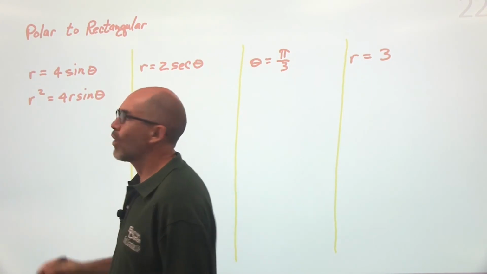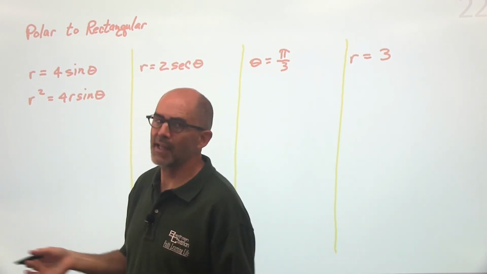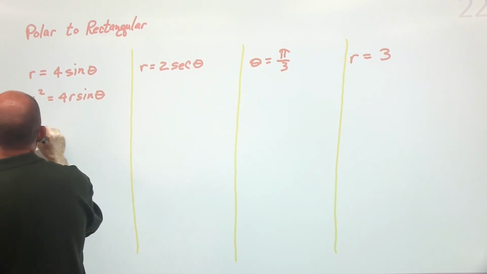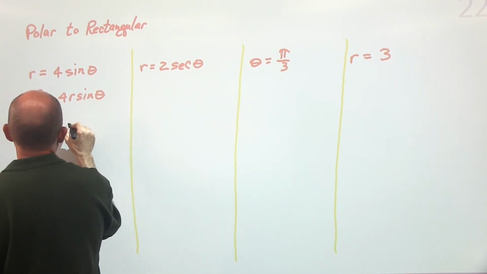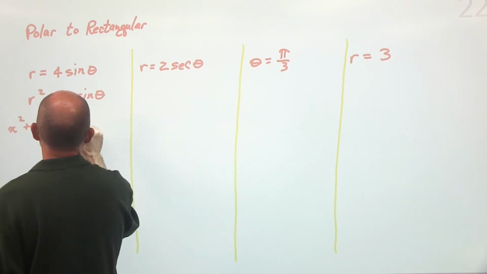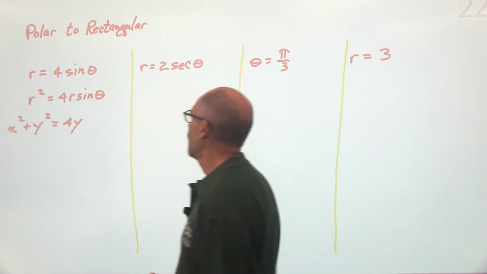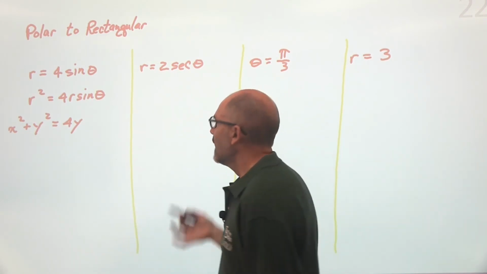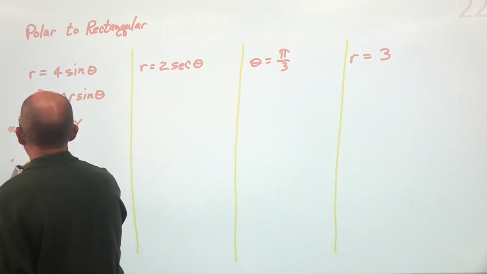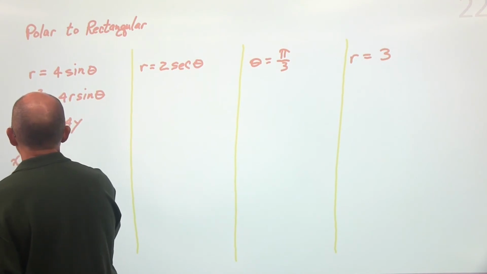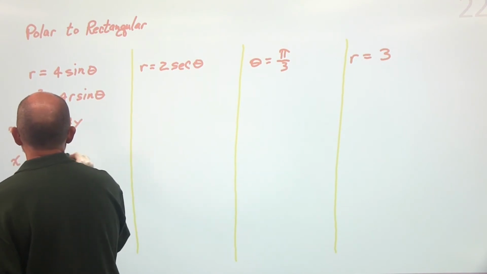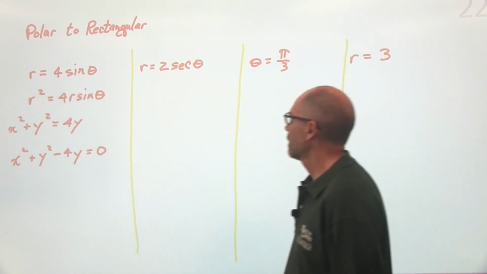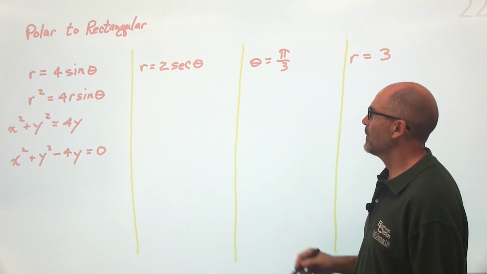Now notice I have an r sine theta, which is y, on the right. And look what I have on the left, r squared. What's that? It's just x squared plus y squared. So I have x squared plus y squared equals 4 times r sine theta, which is y. So that really is our rectangular equation. Now, if we want to put it in standard form, we could say x squared plus y squared minus 4y equals 0. And you're going to find out that's a circle.